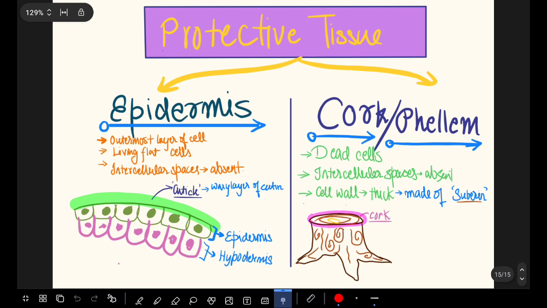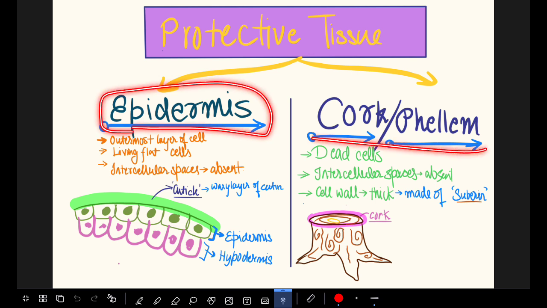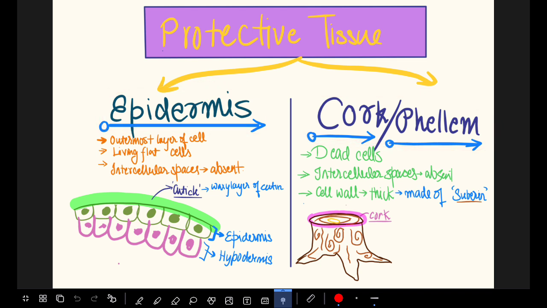Now protective tissue, very important. Last topic, protective tissue. Protective tissues are of two types, epidermis and cork. Epidermis is the outermost layer of cells; many cells together form this epidermis. Below the epidermis we have the hypodermis. The epidermis is made up of living flat cells. Intercellular spaces are absent. What is the function? As the name suggests, protective tissues, so their main function is protection. Protection is the main function of epidermis.